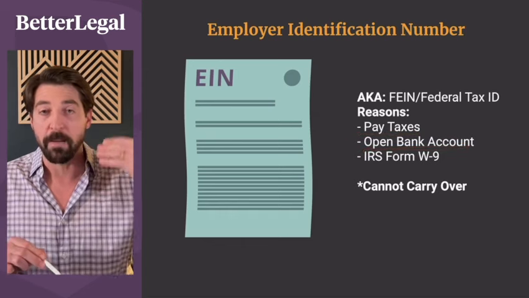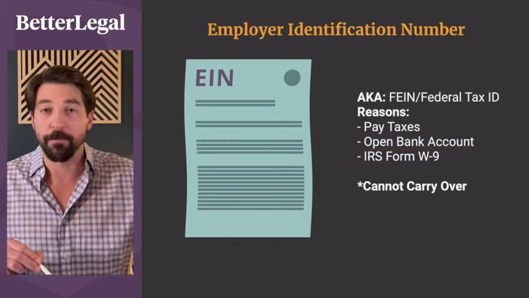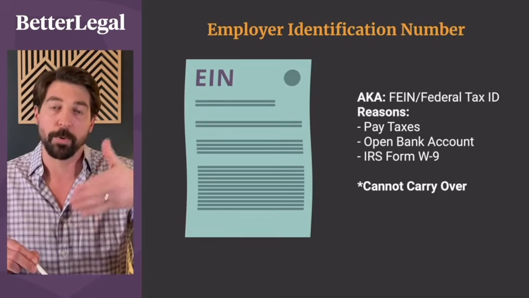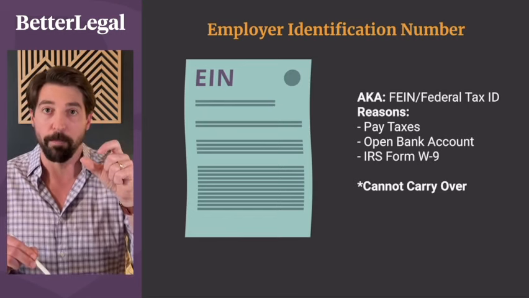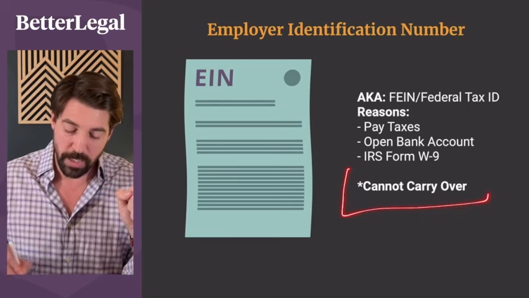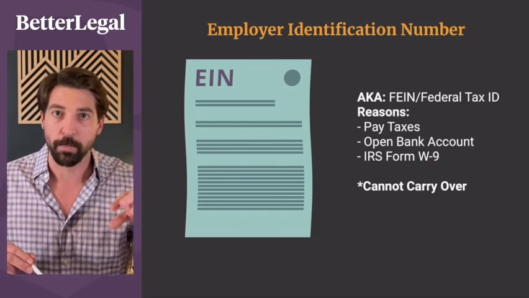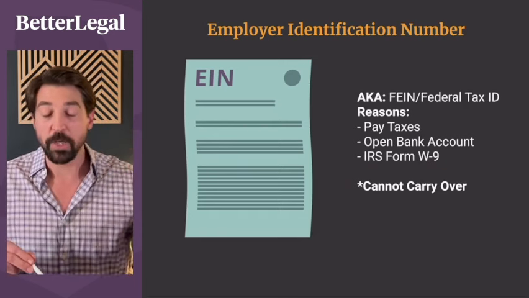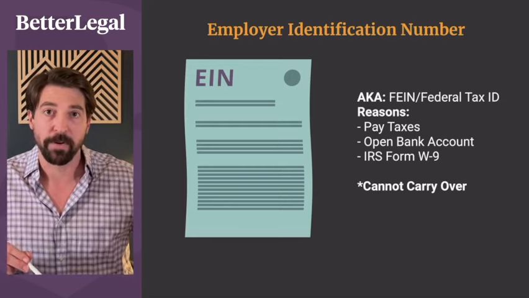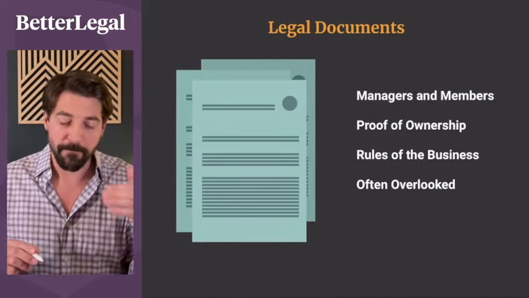To open a bank account, a bank is going to require you give them the EIN. And then if you are a vendor for someone else, they are going to ask you for a W-9. If you do not want to put your social security number on that, you want to hide that, that's what you use your EIN for instead. You cannot carry this over from a sole proprietorship. Let's say you did business for years as a sole proprietorship, and then you decide to start an LLC. Now, you cannot take that EIN that you previously had and carry it over. New business, new EIN.